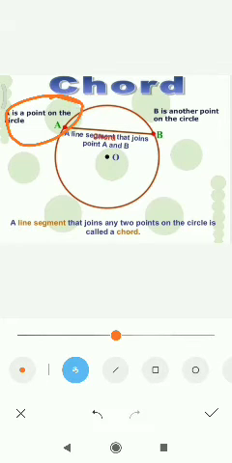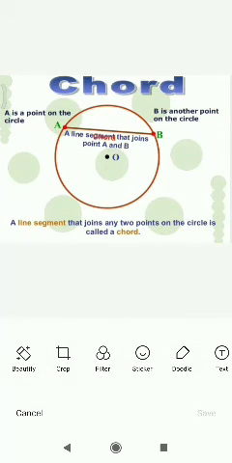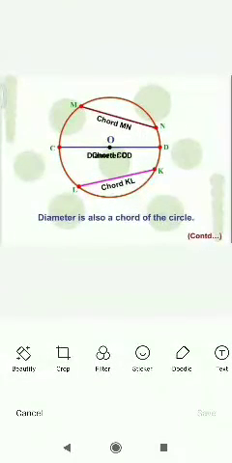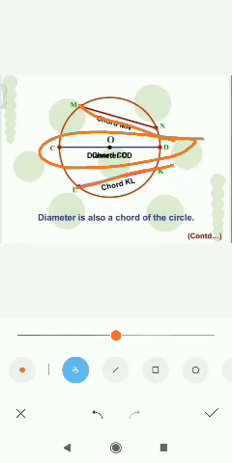This is point A and this is point B. A line segment that joins any 2 points on the circle but not necessarily the center of the circle is a chord. Here you can see this is one chord. This is one chord, this is another chord, and this is the diameter. The longest chord is the one and only diameter. Diameter is the longest chord.